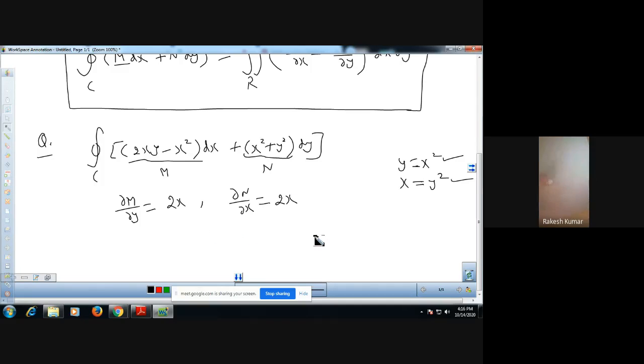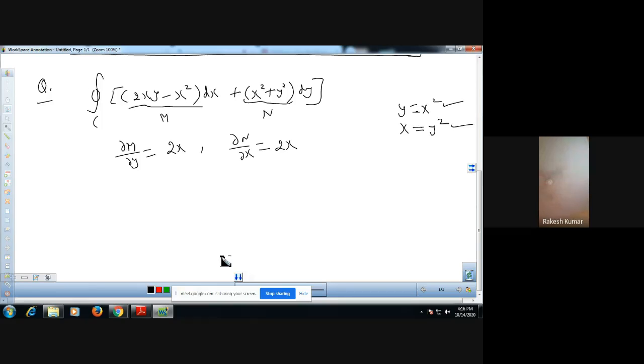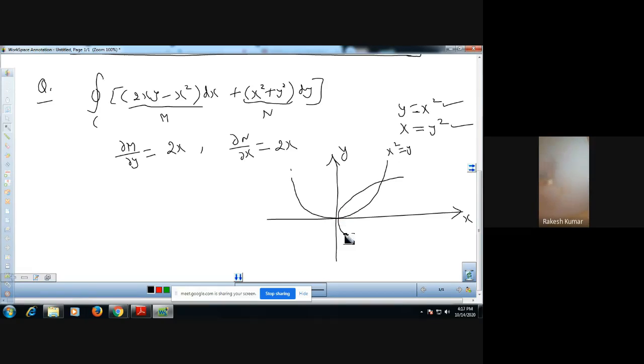And let us plot these parabolas because we require a region for the integration. This is the xy plane, this is the x-axis, and this is the y-axis. This is the upward parabola, x square is equal to y, and this is your right-handed parabola, y square equal to x. So this is the region bounded by these two parabolas. Name this point as P, and this is the origin point O.